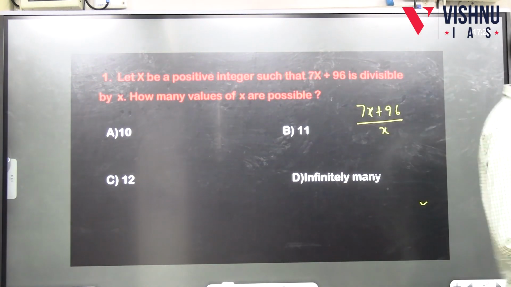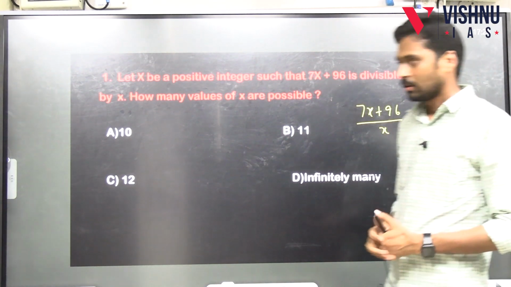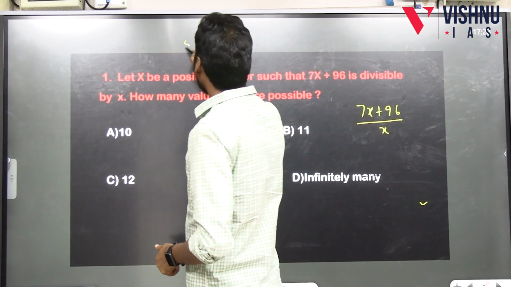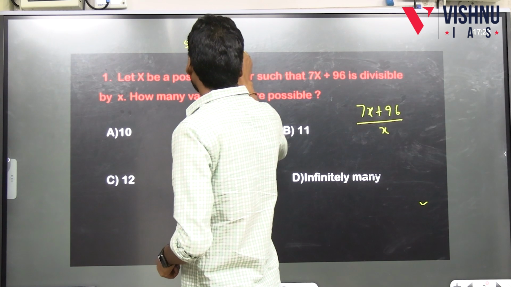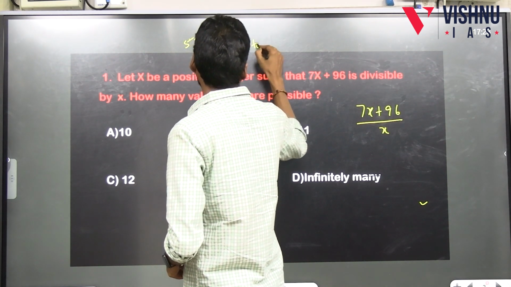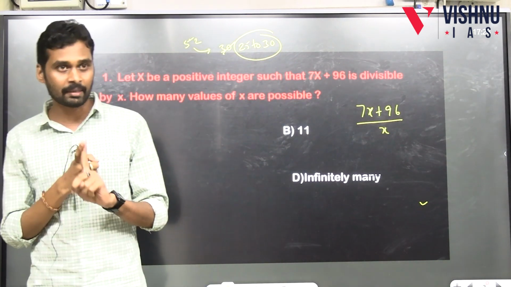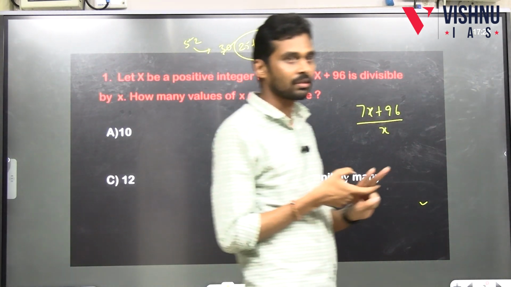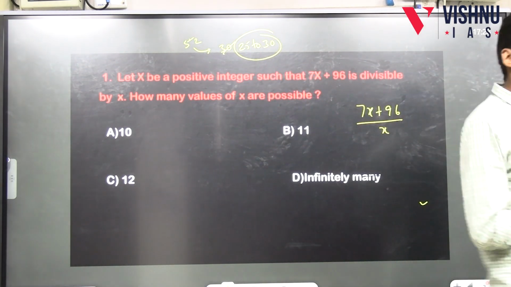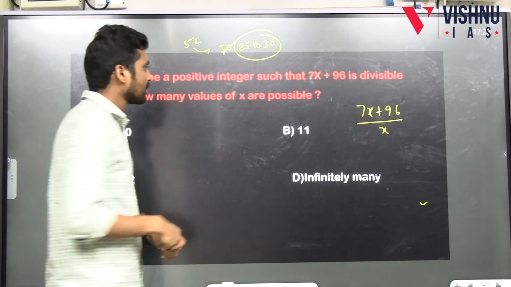Definitely you need conceptual clarity to do this kind of problem. In the complete 52 problems, 25 to 30 problems are from only two topics, that is number system and its applications, and permutations and combinations. Most of the questions are up to the standards of CAT and IIT JEE. How many values of x are possible?